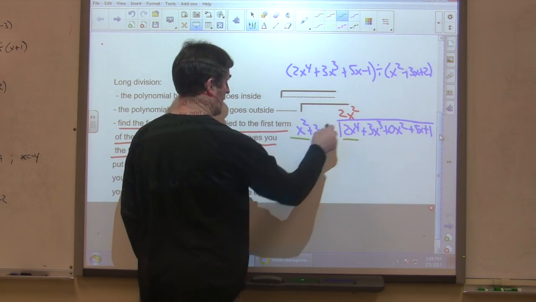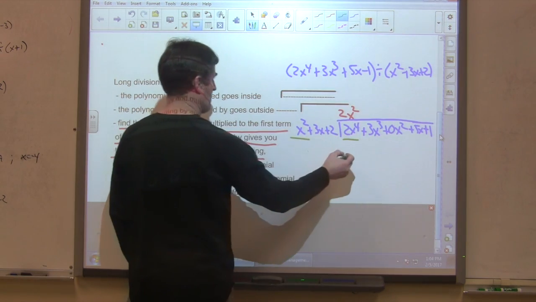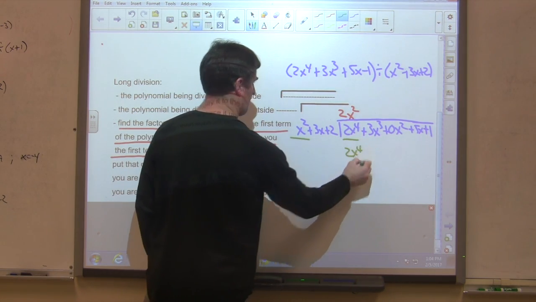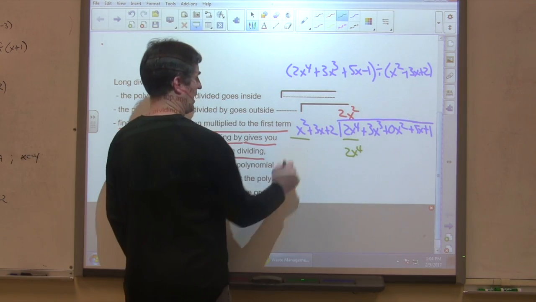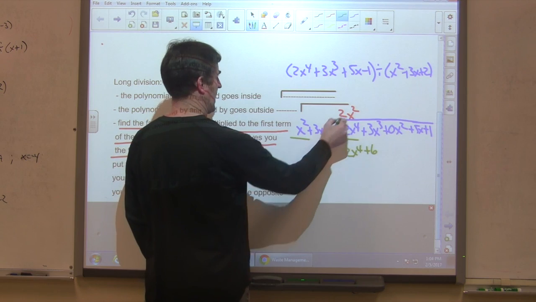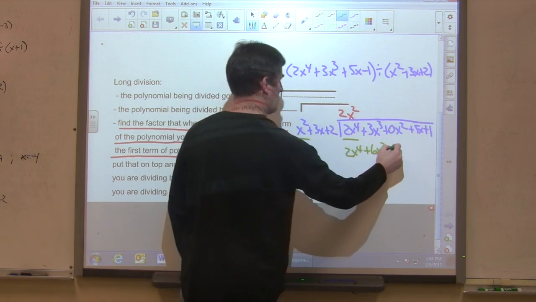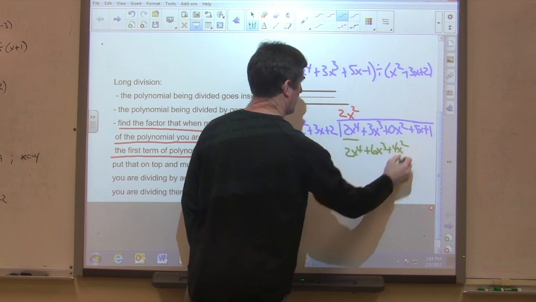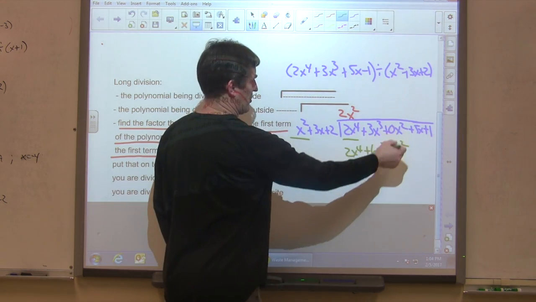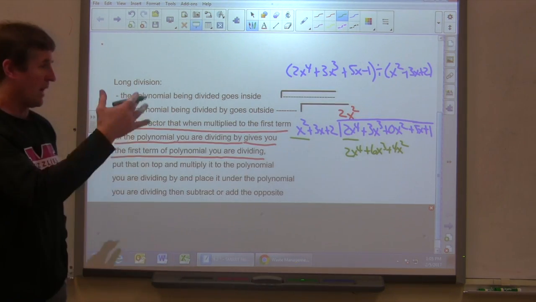We're going to take this 2x squared and multiply it by this whole polynomial. So 2x squared times x squared is 2x to the fourth. And 2x squared times 3x, 2 times 3 is 6, and x times x squared is x cubed. And then 2x squared times 2 is 4x squared. That's why we added that 0x squared, because we're going to get an x squared there, and we want to line everything up.